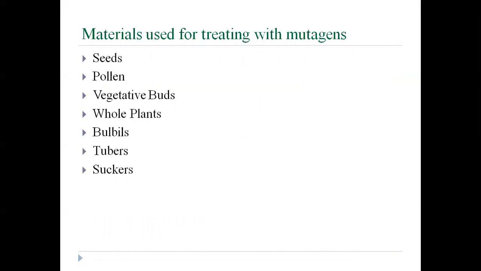So this is a little bit of thing I can complete here. The material used for treating with mutagen: if you want to check the mutagen in a plant system, you need things like seeds, pollen, vegetative buds, whole plants, bulbils, tubers, and suckers.